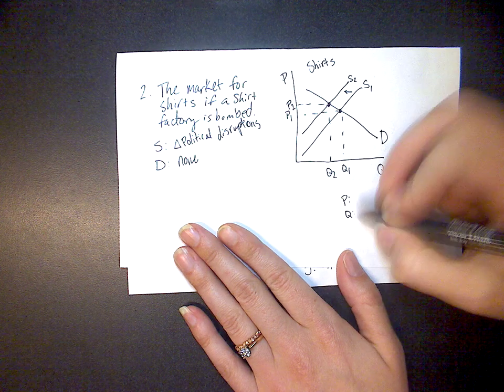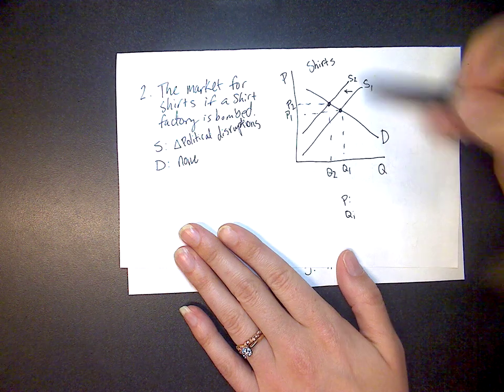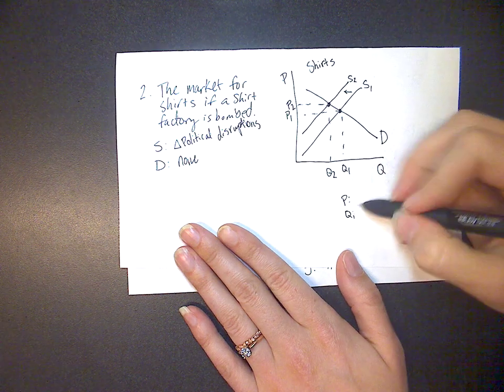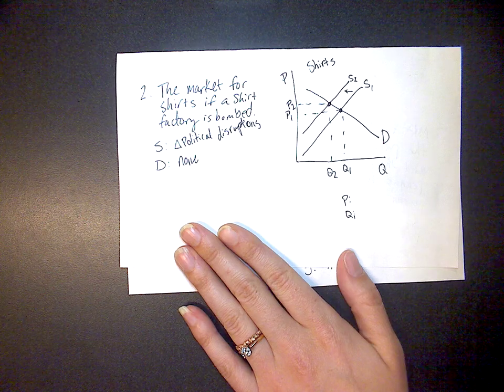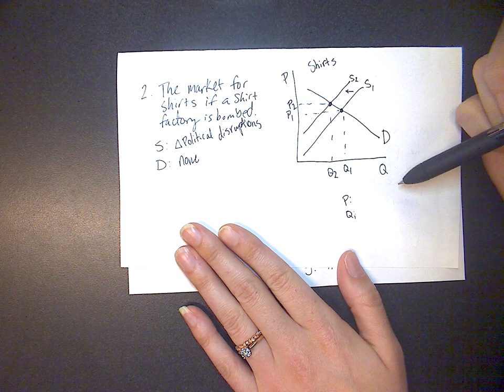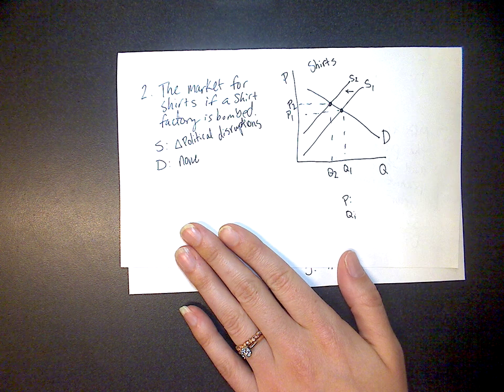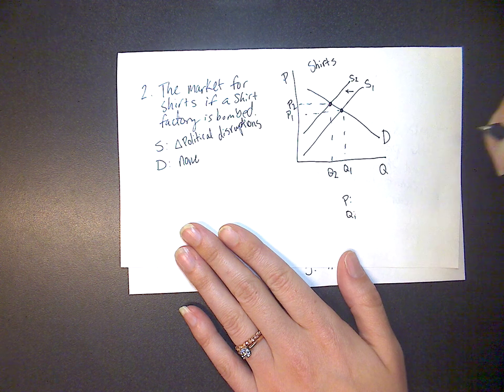Let's think about this a little bit. So this is how we're going to draw this. Well, okay, we'll do the price and quantity first, and then I'm going to show you kind of a cool thing. Okay, so how do price and quantity change? Go ahead and fill those in. Okay, so pause the video if you need to.